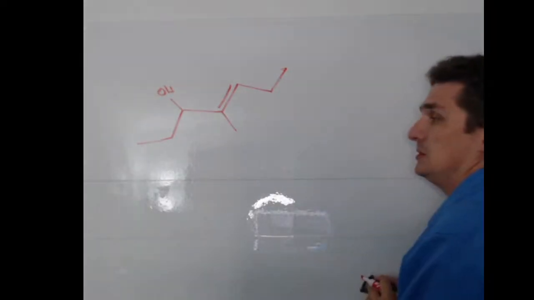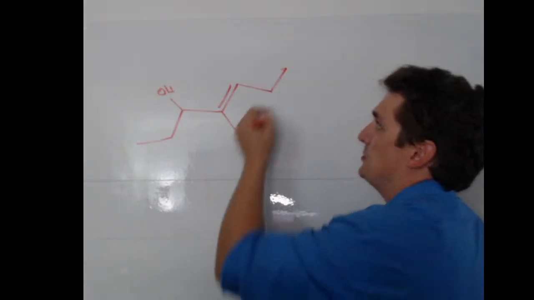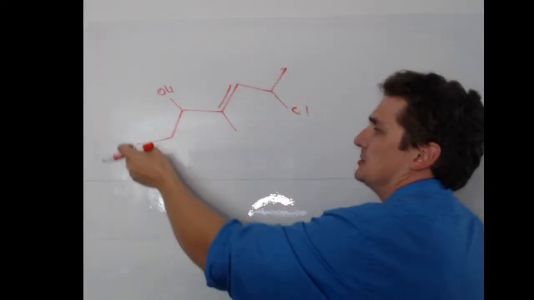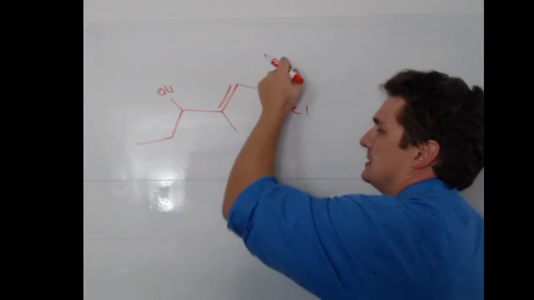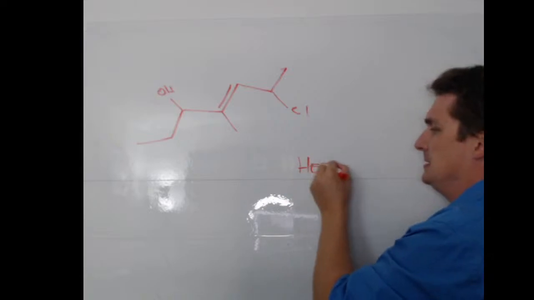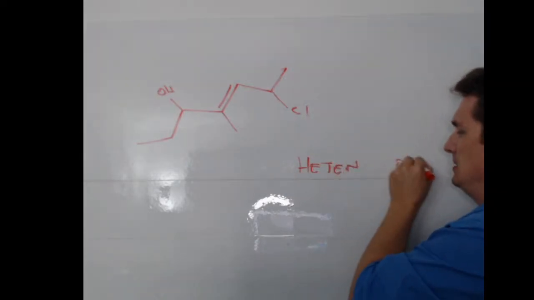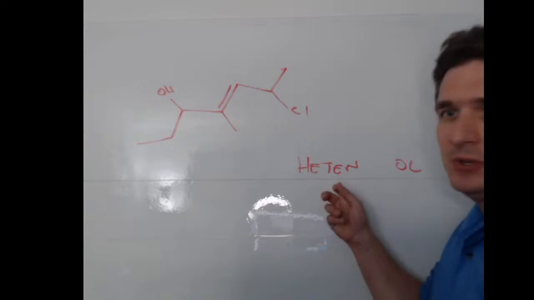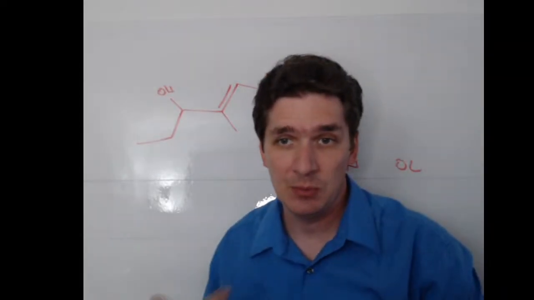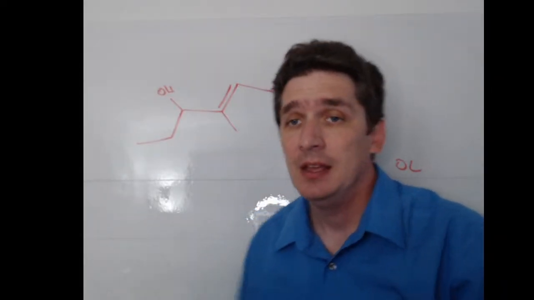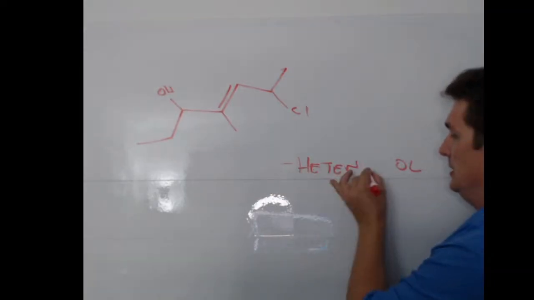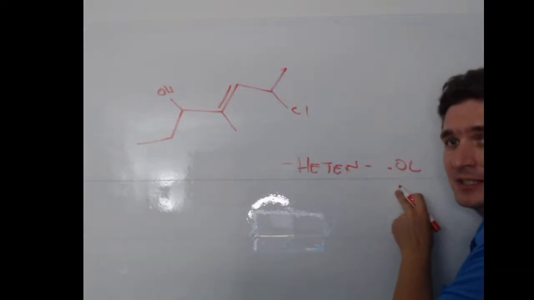So again, we'll throw a halogen on here for good measure. So we've got 1, 2, 3, 4, 5, 6, 7. So this is a heptenol. So we had to put the "ene" in there to designate that this is a double bonded molecule. Now, we're also going to put the "ol" in here because it's an alcohol.